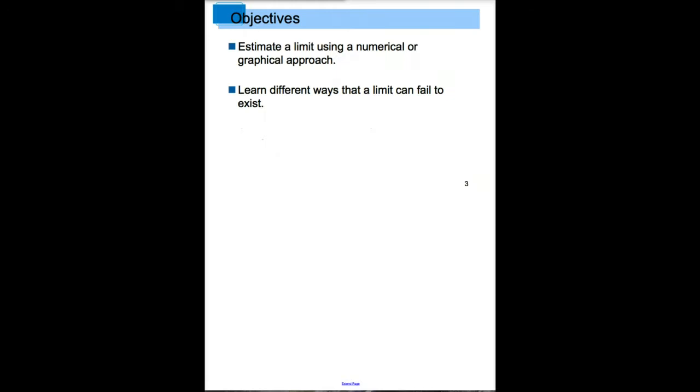And then our objectives for today are to estimate a limit using a numerical or graphical approach, and then learn different ways that a limit can fail to exist.